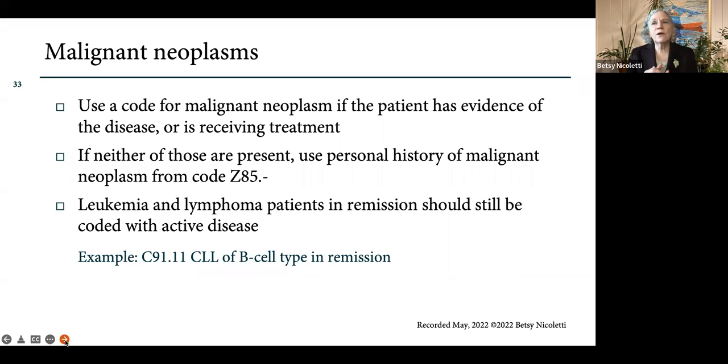Sometimes clinicians say, well, the surveillance for this condition is 3 years or 8 years or whatever. That doesn't matter. If the patient is receiving any treatment, taking tamoxifen, taking a hormone for their prostate cancer, then we continue to use the cancer diagnosis. But if they have no evidence of the disease and they're receiving no treatment, no chemo, no oral medications, whatever, then we use personal history of malignant neoplasm, Z85, there's a bunch of them. Leukemia and lymphoma patients in remission should still be coded with active disease.